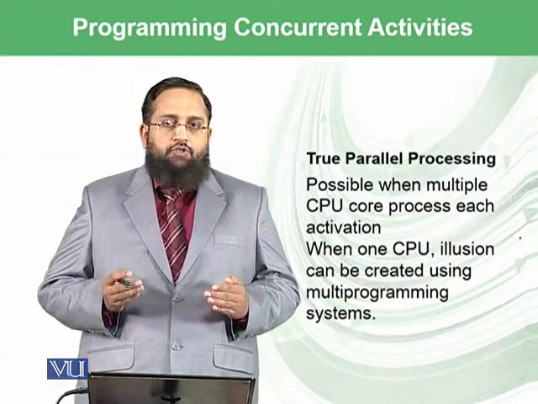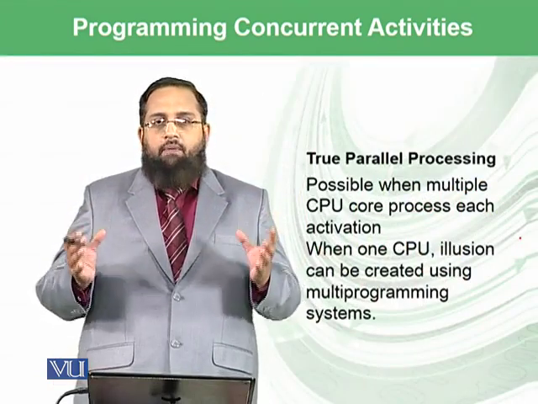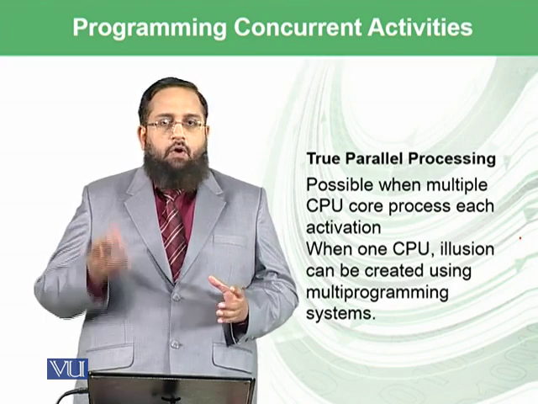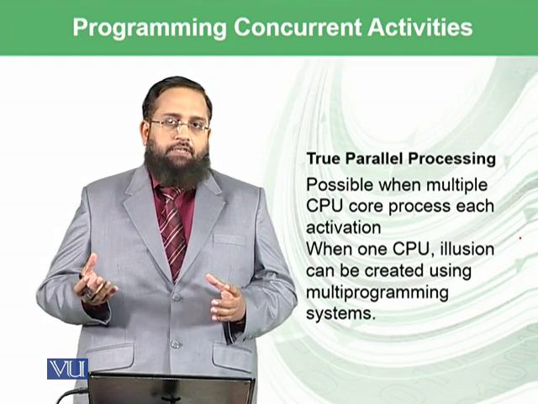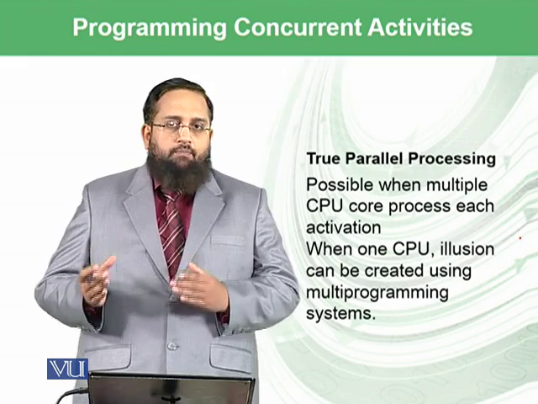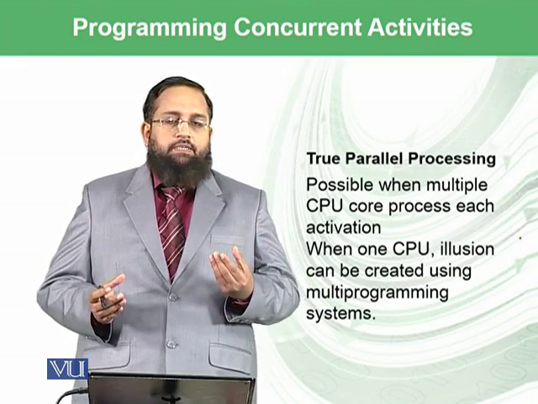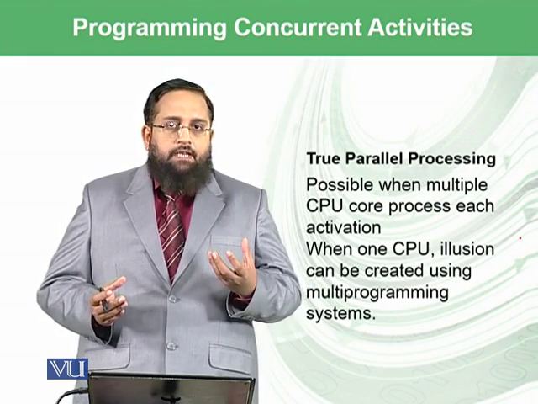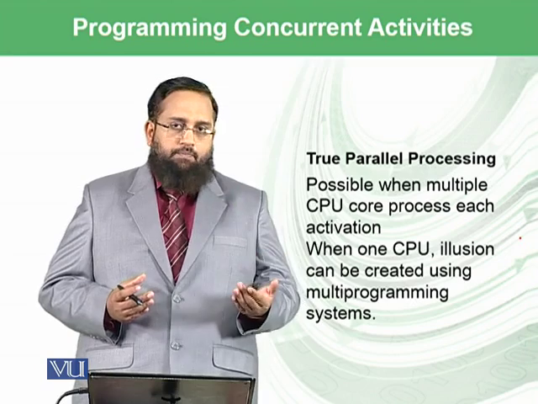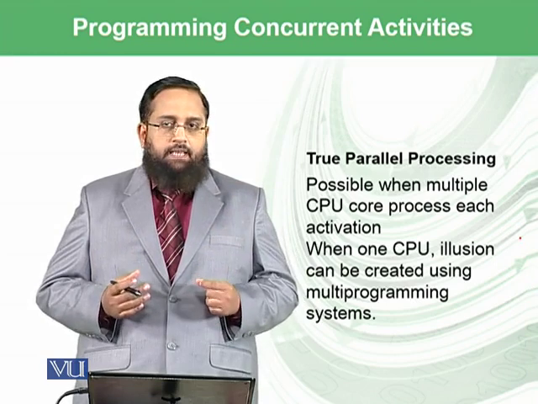So actually, true parallel processing can be achieved if we have multiple processing units. So we execute one object's instructions on one core, or one CPU, or one processor, and the sequence of statements, the bulk of statements that belong to the second object, on the second core. So this is how we can achieve true parallel processing.